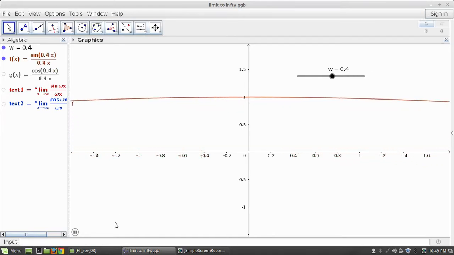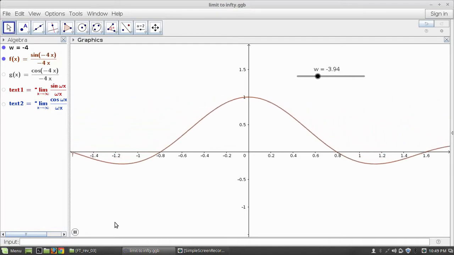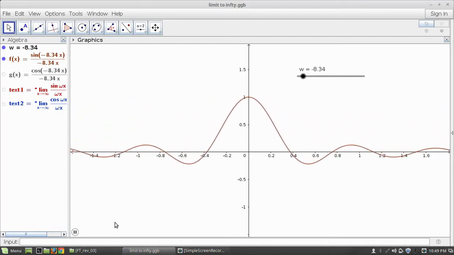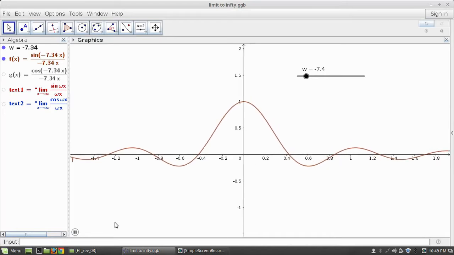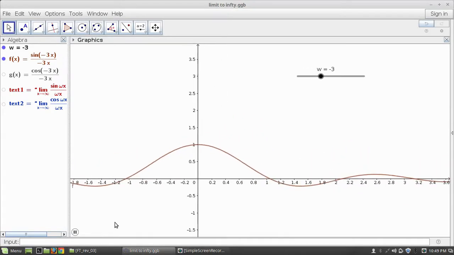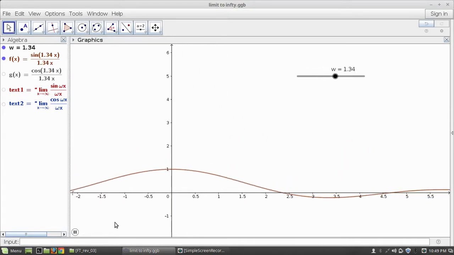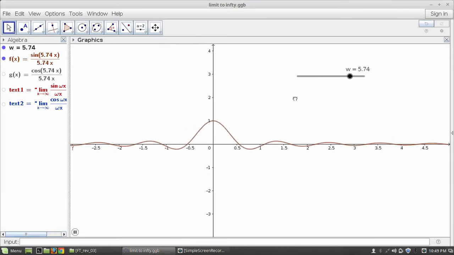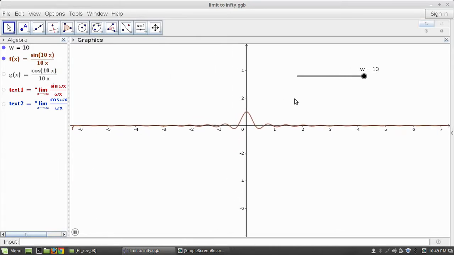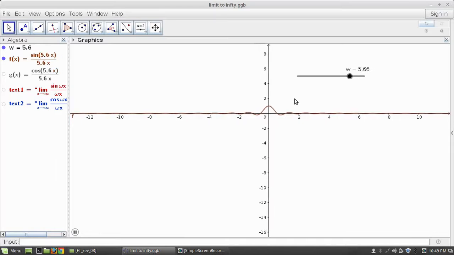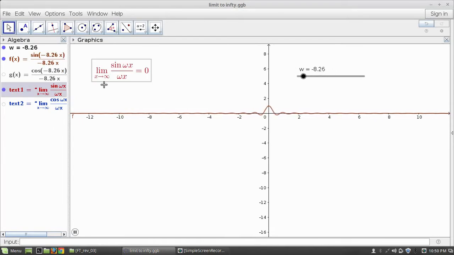Now we can observe what the values of this sinc function sin omega x by omega x are as x is very large. As x tends to infinity, we can see that the value is close to 0 or nearly equal to 0. So we can conclude that in limit form, limit as x tends to infinity of sin omega x by omega x is equal to 0.